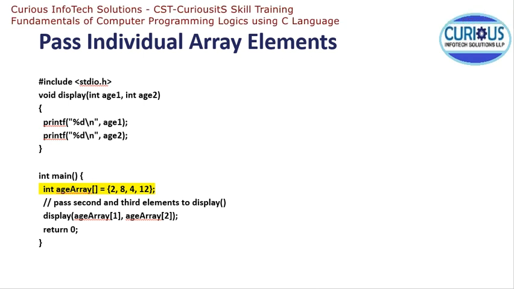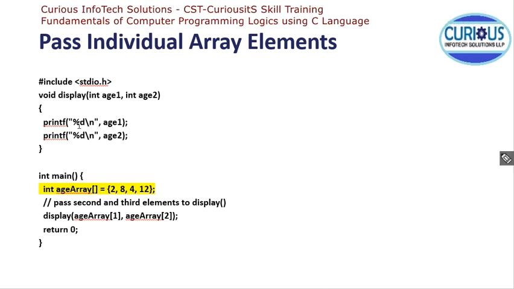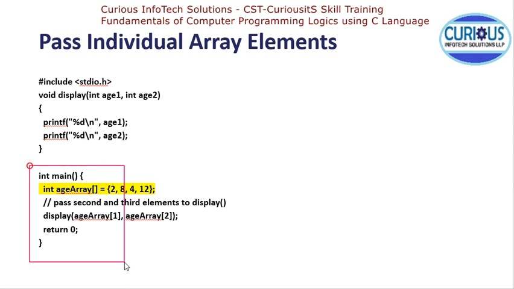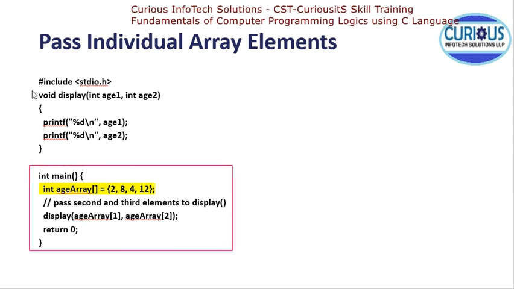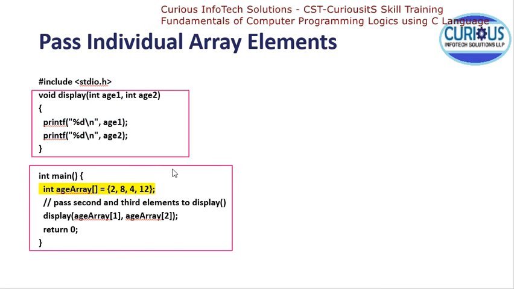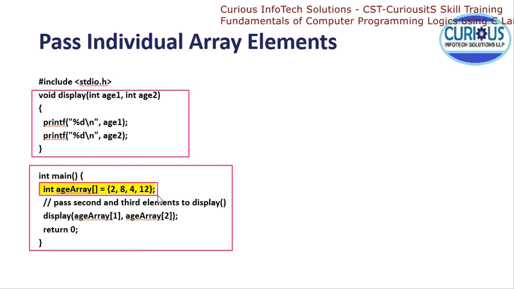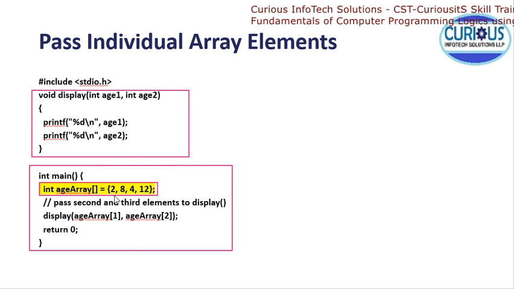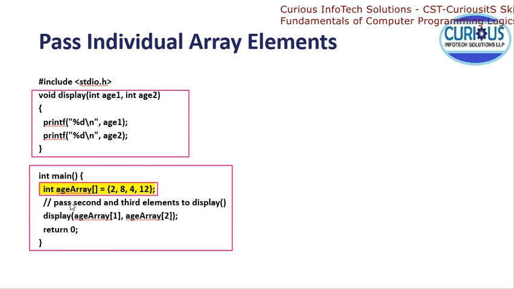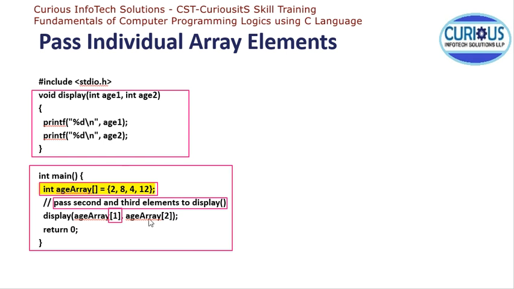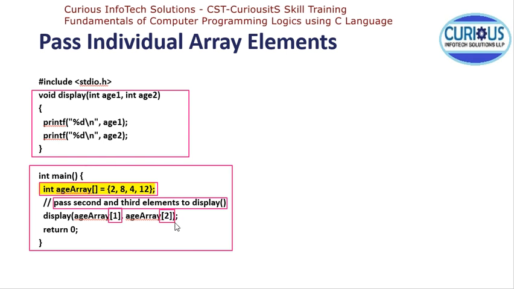How can we pass an individual array element? Now let's say I have a sub function and a main function. This is my main function and this is my sub function. In the main function you have written one array with initialization of four values: 2, 8, 4, 12. Now we want to pass the second and third element to display. So the second is index 1 and the third is index 2.